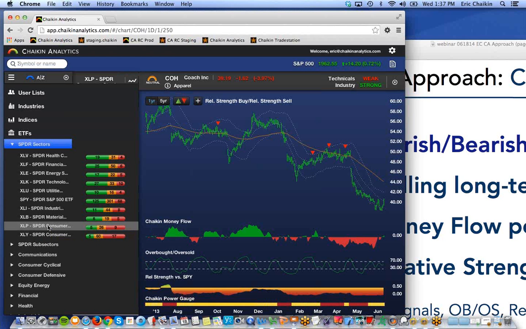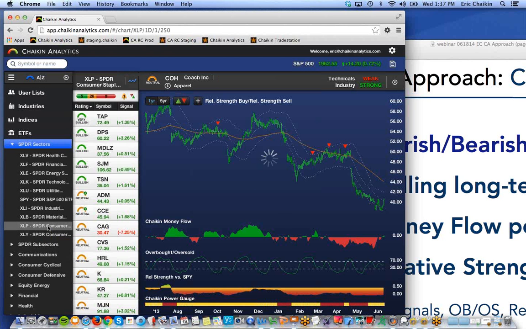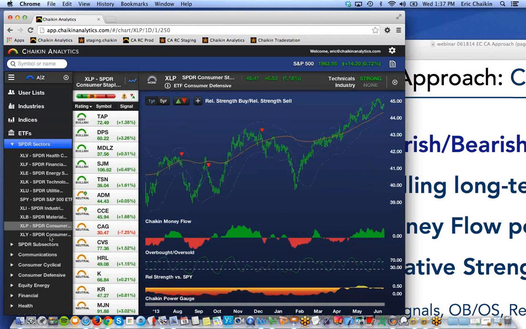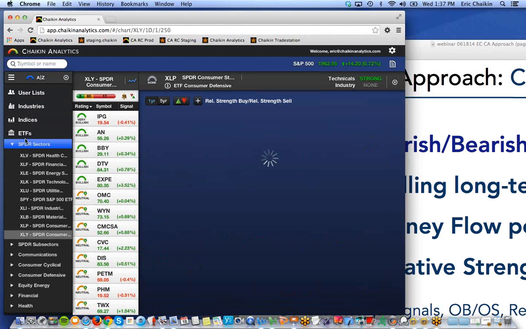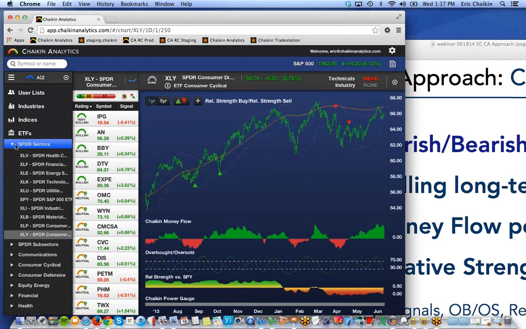underperform. And just to clarify what I'm doing here, I'm just looking in the ETF group of the list navigator, opening up and taking a look at the spider sectors.